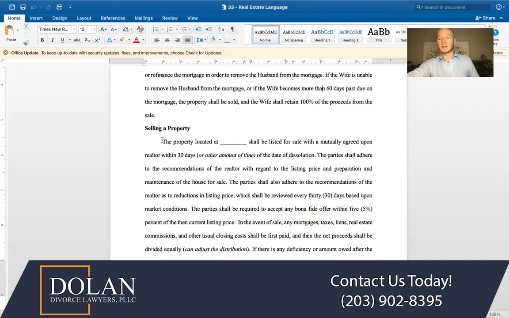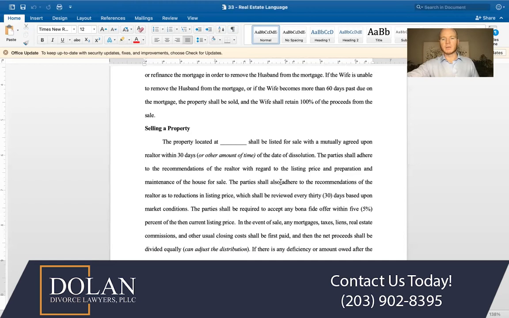Now, sometimes you'll sell the property where nobody's keeping it, and we've got some sample language for that scenario as well, which is that the property located at so-and-so address shall be listed for sale with a mutually agreed upon realtor within 30 days of the date of dissolution. Obviously, you can change that time frame. The party shall adhere to the recommendations of the realtor with regard to the listing price and preparation and maintenance of the house for sale.